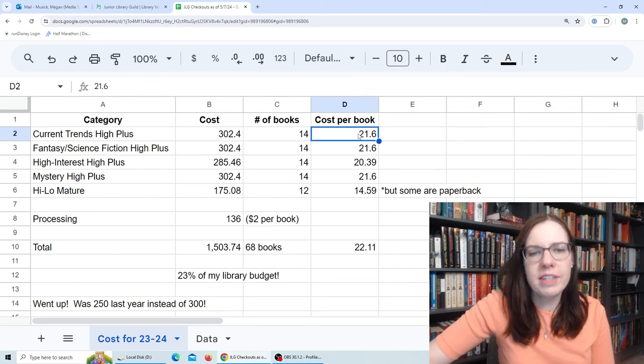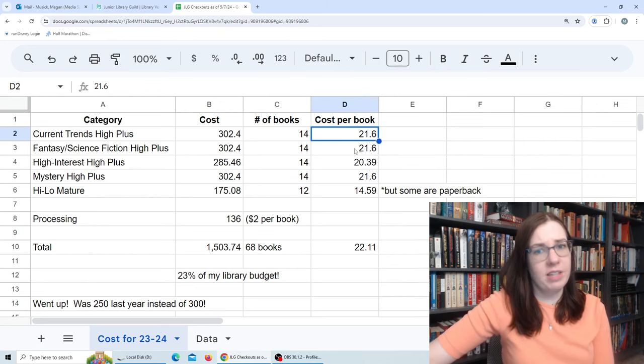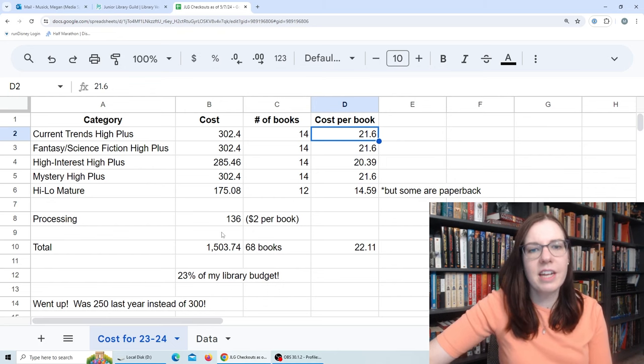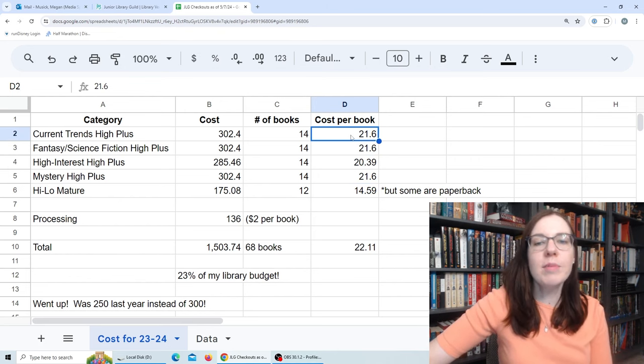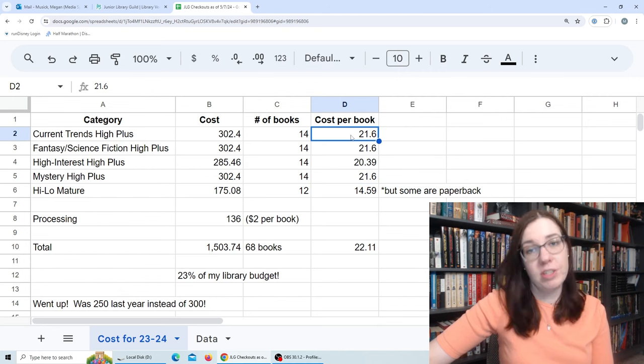This is without the processing, I think, right? Yeah, because I have to pay extra for the processing. It's $21 per book, $20 per book, $14.59 per book. Of course, some of those are paperback. So on Amazon, I can get them much cheaper, but I have to do my own processing.